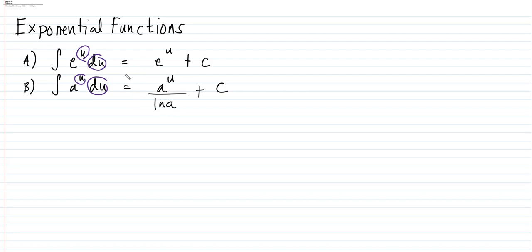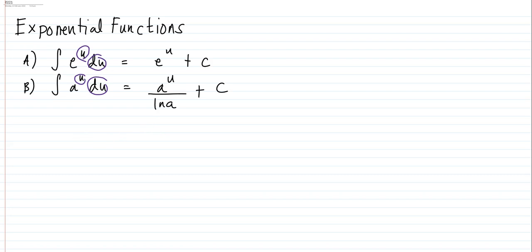This is very easy to remember. First is e raised to u plus c, almost the same as your integrand, and the second one is a raised to u, so the difference is you will divide by ln a, the natural logarithm of a, and then add the arbitrary constant c.